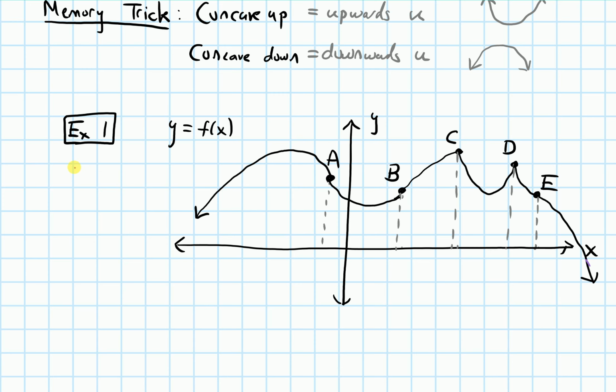So what I want you to do is first pause the video, just for a minute, it should be pretty quick, I think, and try to identify whether it's concave up or concave down on each of these intervals. So 4, 3, 2, 1, pause the video. Pause the video and try this for 1 minute.